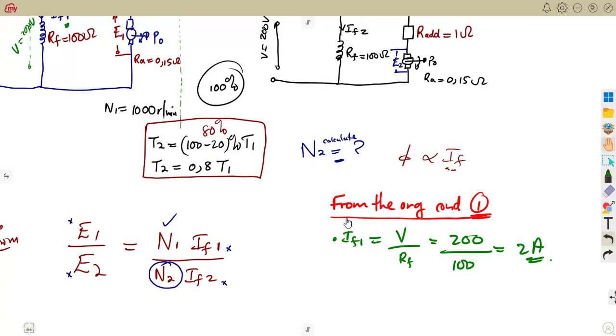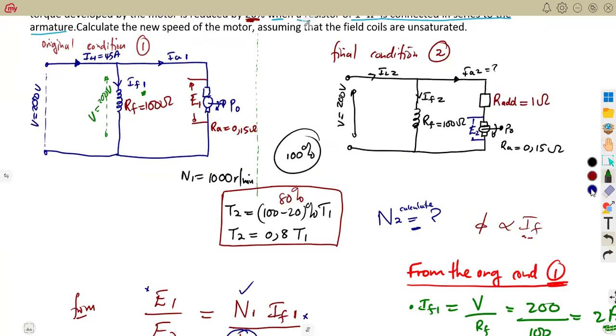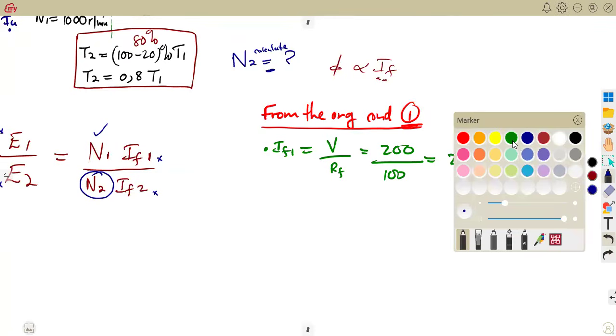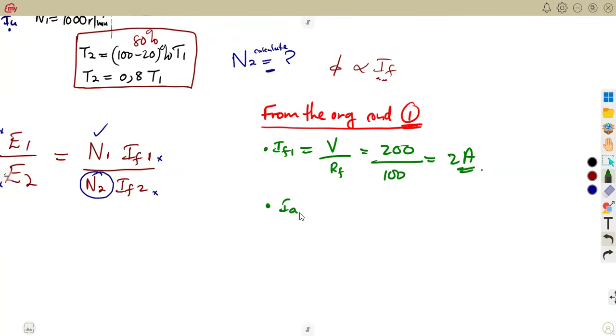Okay, from your Kirchhoff's law, remember from your N4, if you're dealing with a shunt like this, the load current there is the sum of the field and the armature current. So you can get armature current by subtracting the field current. It follows that the armature current is the difference between the load current and the field current from your Kirchhoff's law. And that is your N3, guys. So it's going to be load current minus the field current.